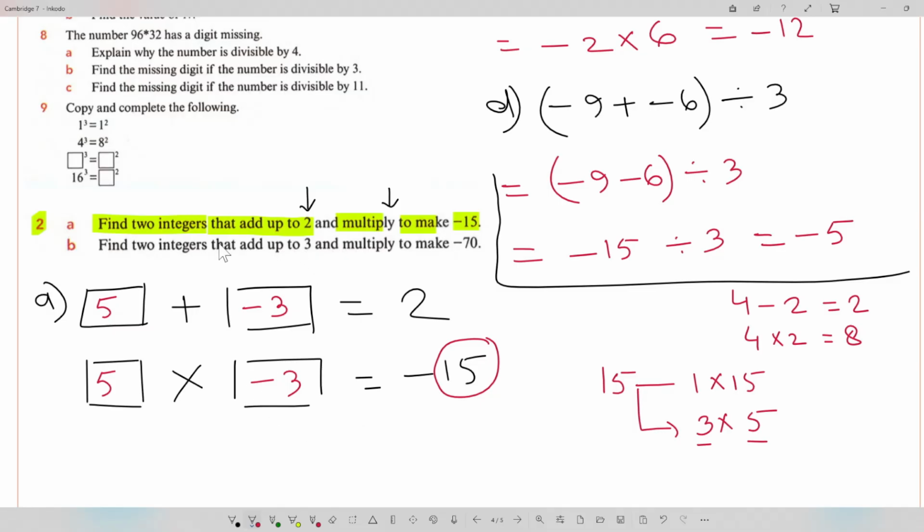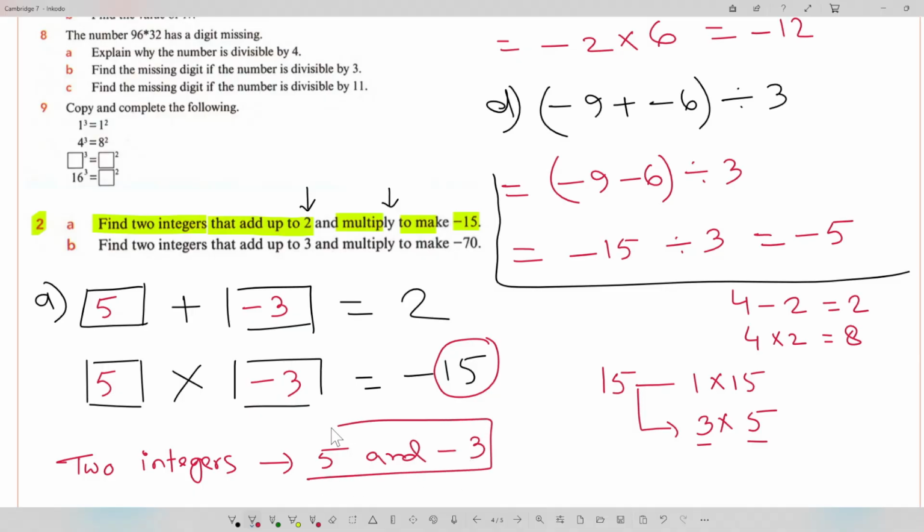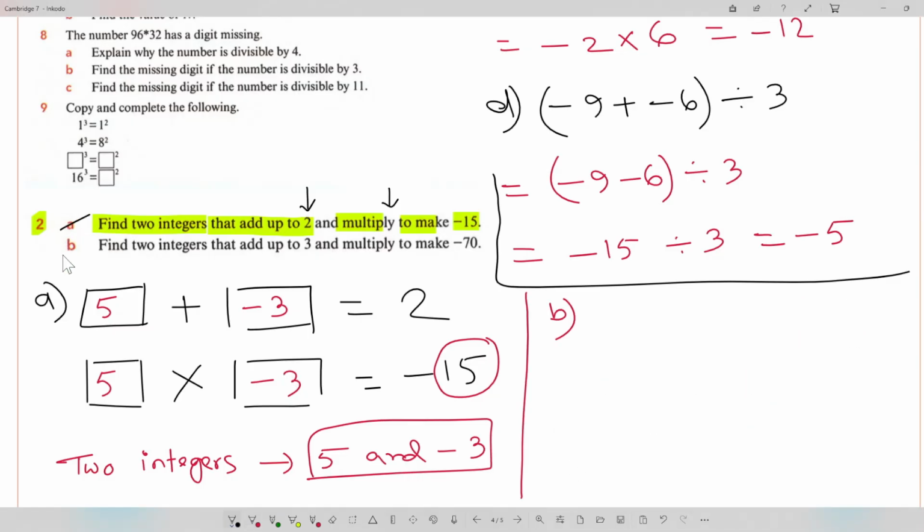So our two integers are 5 and minus 3. Very simple thing. Okay. So I hope you are clear on this one. Number A done. What about number B? Here is mentioned a similar thing.